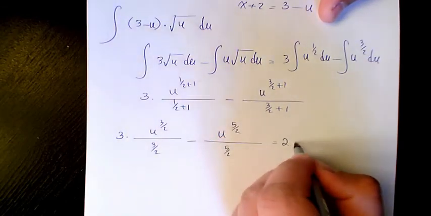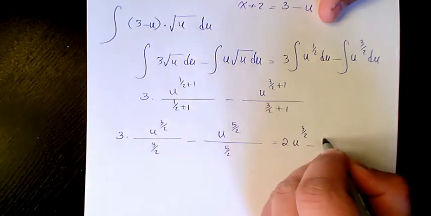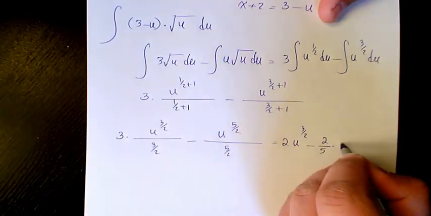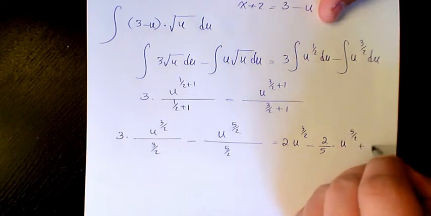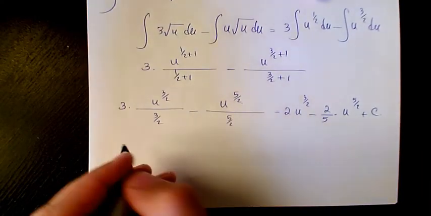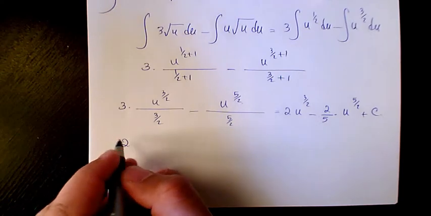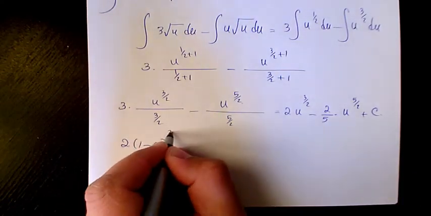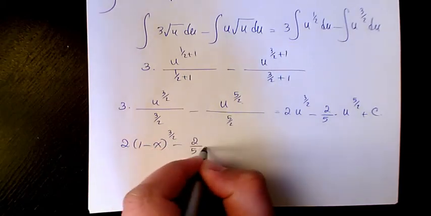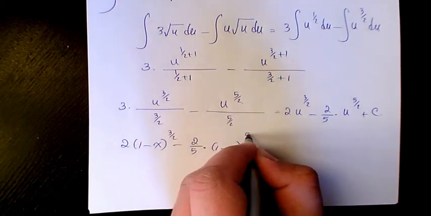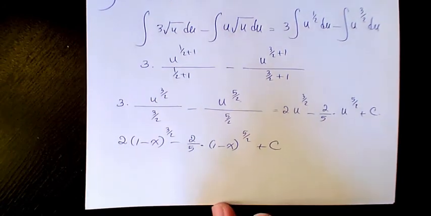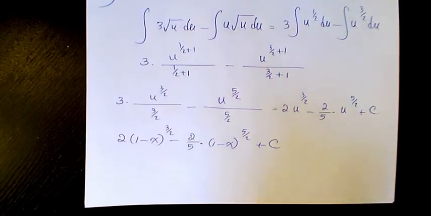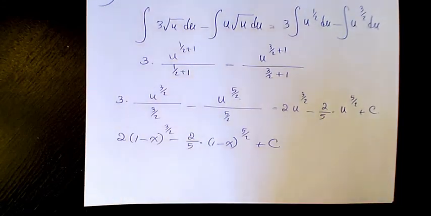It's going to be 2 times (1 minus x) to the power of 3 over 2 minus 2 over 5 (1 minus x) to the power of 5 over 2 plus c. That's going to be the final answer. So these are the examples I prepared for you for today.